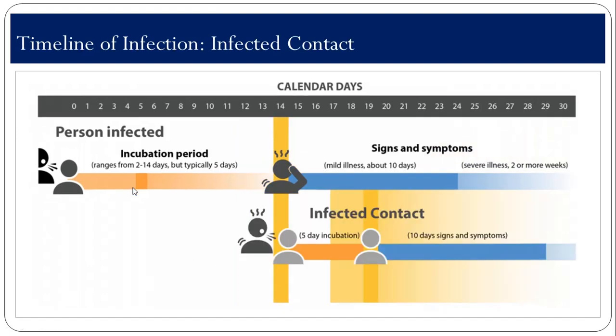Now, if we assume that someone is exposed to this person and infected on the day that person becomes sick, and if we assume they have a 5-day incubation period, they are going to become ill 5 days later. We can also think about their infectious period, which would begin 2 days before they become sick and would last throughout their illness period.